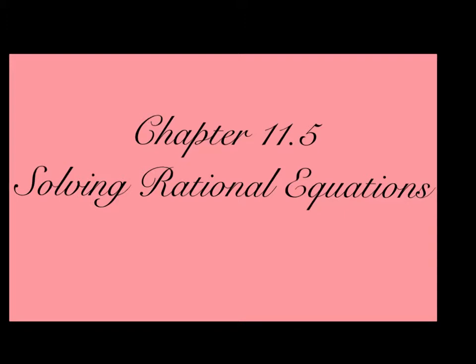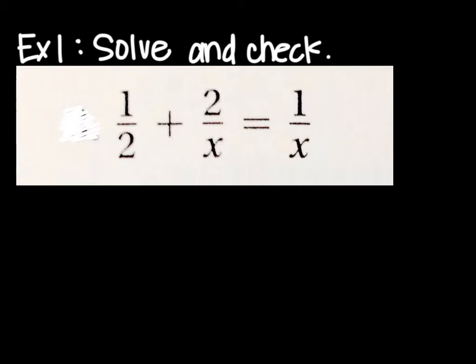All right, so we're going to do 11.5, and this is solving rational equations, and those are equations involving rational expressions. Example 1, I've got 1/2 plus 2 over x equals 1 over x. To solve this equation, just like any equation with fractions in it, you have to have a common denominator before you can do the operations with the fractions. So the easiest way to find a common denominator is to multiply the different denominators together.